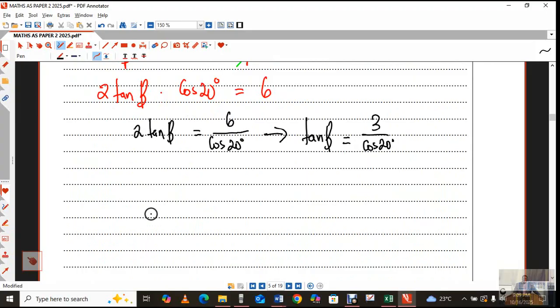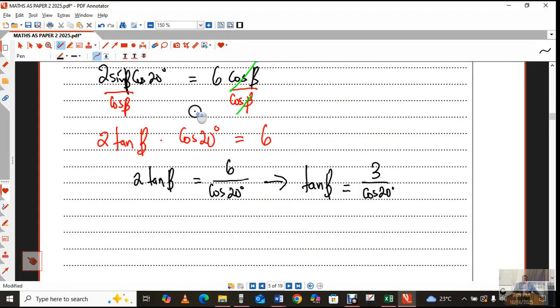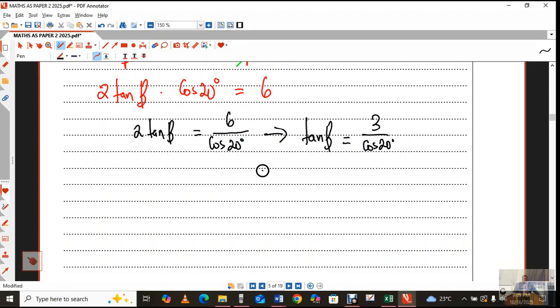Then, and again, it's in degrees mode, so make sure your calculator as well is in degrees mode. So I'm going to say that beta is equal to the inverse tangent of 3 over cos of 20 degrees, okay? And that is going to tell me what this is.